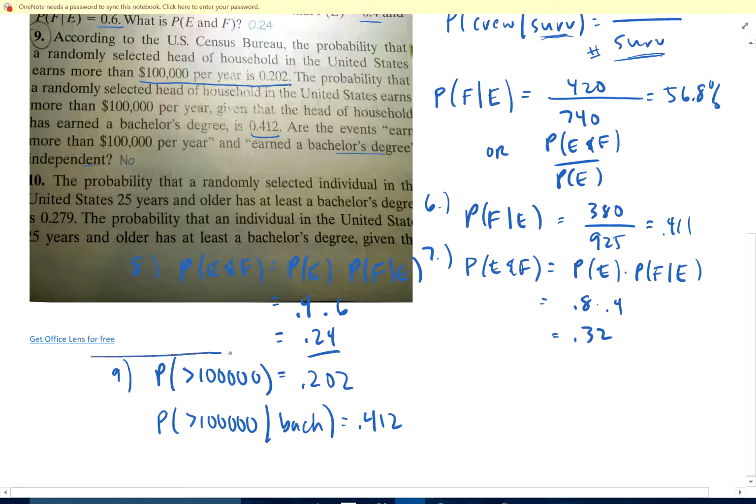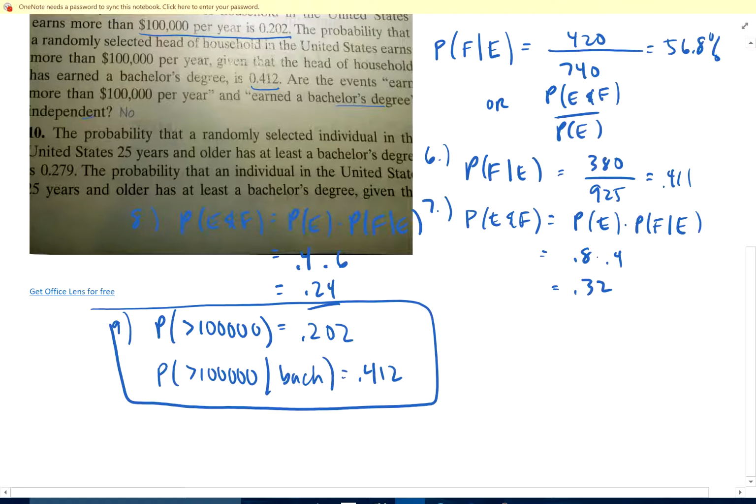So, here's a question. Does having a bachelor's degree affect the probability that you make more than $100,000? And the answer is clearly it does, because you have almost double the chance of making more than $100,000 if we know that you have a bachelor's degree. Okay, so there is some sort of association there, so they are definitely not independent. All right, so there you have it on those guys.